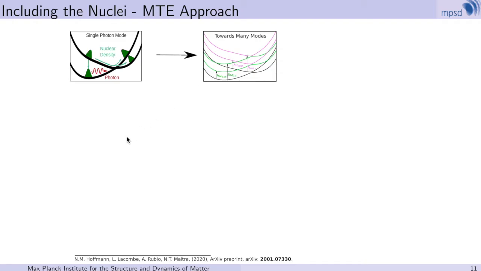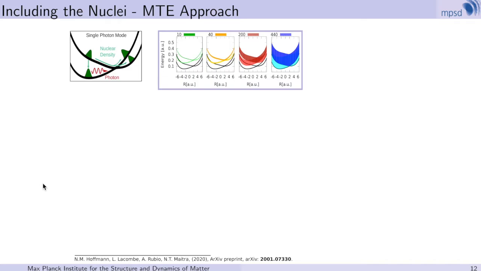And if you start with your nuclear wave packet here, this will now encounter a lot more avoided crossings, and even more so because in our case we will go up to 440 photon modes. You will see that this whole shifting of your surfaces starts to develop band-like structures, and the overlap of those bands, as shown here, are now all avoided crossings.